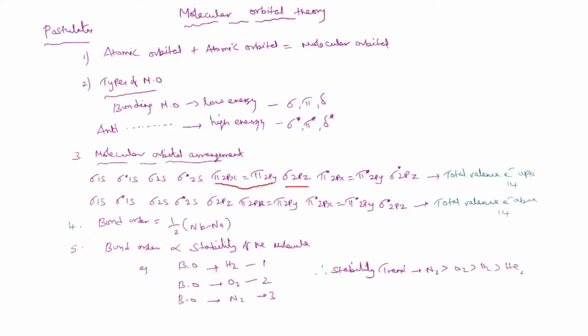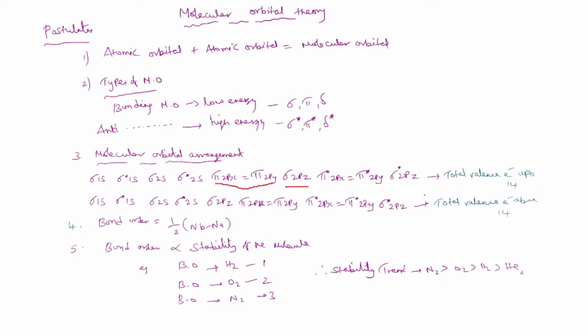Now the fourth point is bond order. What's the formula? Bond order is 1/2 (NB minus NA). That's the formula for bond order. NB means the number of electrons in bonding molecular orbitals. Understood? What is NB? Number of electrons in bonding molecular orbitals.